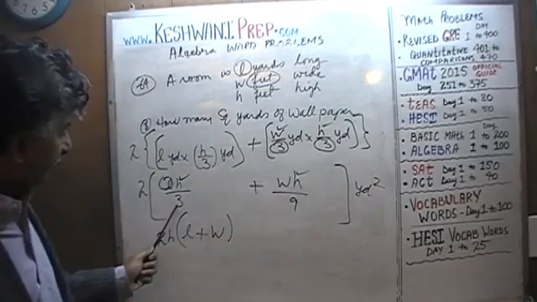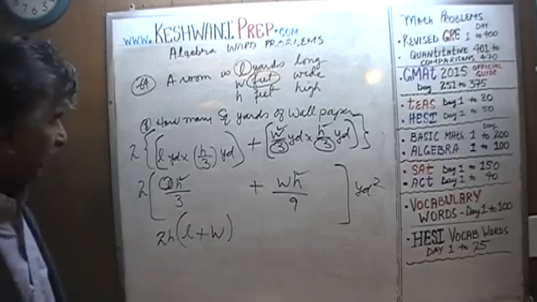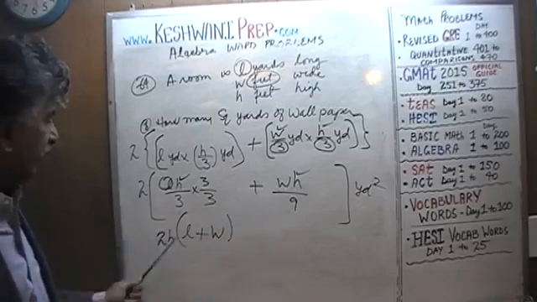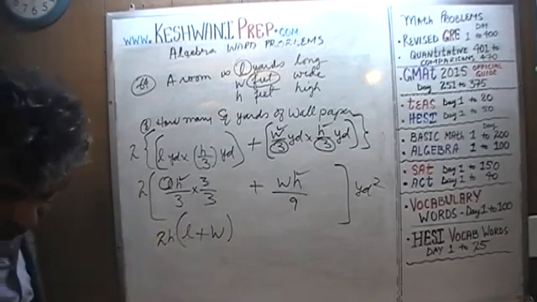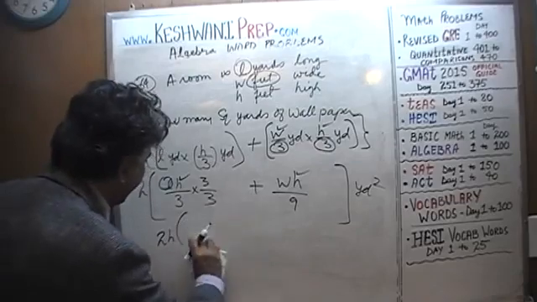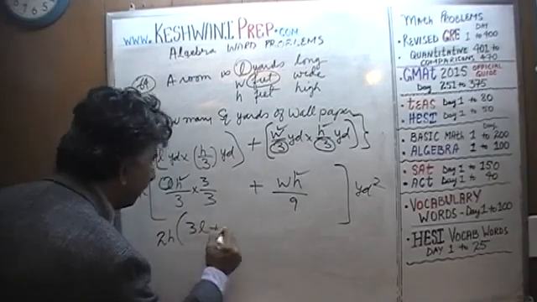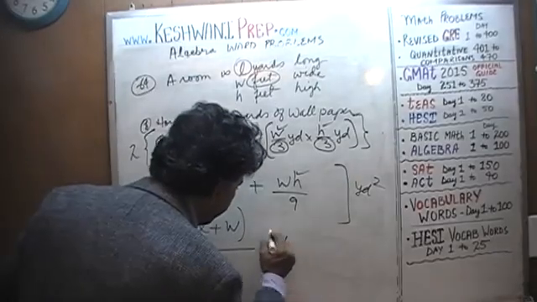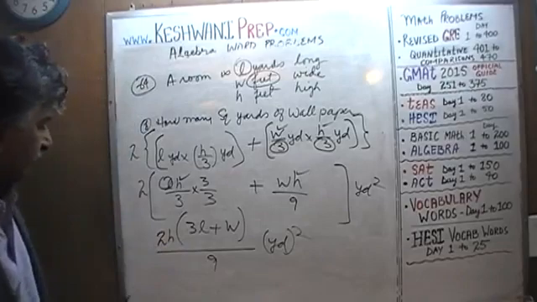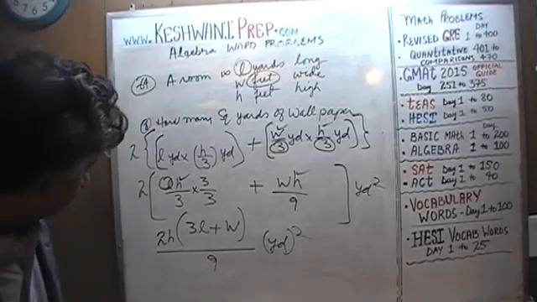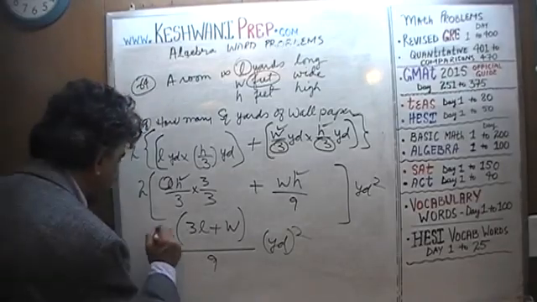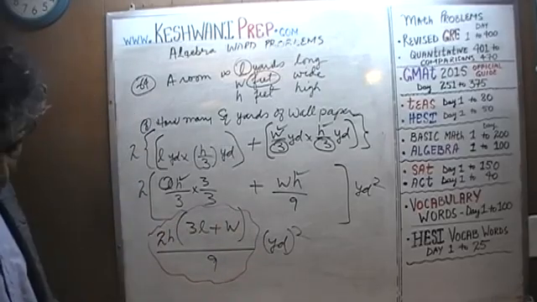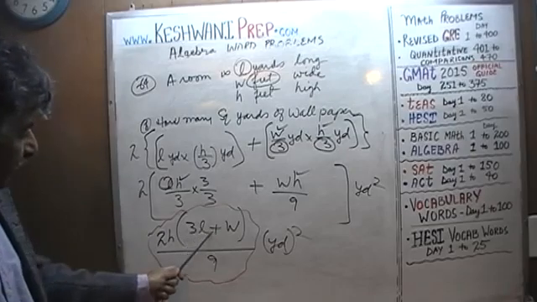But you see, this has a denominator of 3 and this one has a denominator of 9. So I'm going to multiply this top and bottom by 3 so that they both have a denominator of 9. So now it's L times 3, so it's 3L plus W over 9 square yards. There is your final answer. Your final answer is 2 times H times 3L plus W over 9.